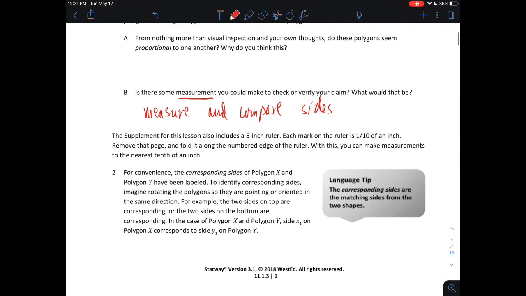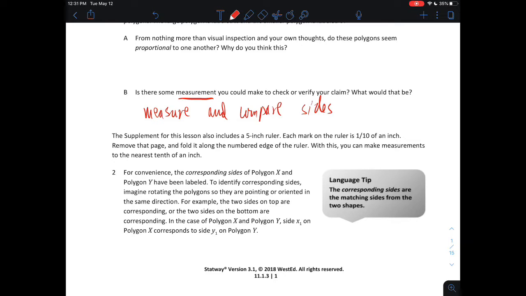So now next, after number 1, the supplement for this lesson also includes a 5-inch ruler. Each mark on the ruler is 1/10 of an inch. Remove that page and fold it along the numbered edge of the ruler, or if you have your own ruler, you can use that. With this, you can make measurements to the nearest 1/10 of an inch.